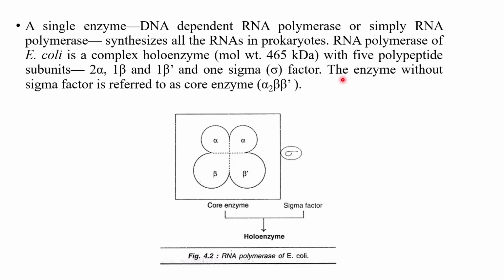Now, what is sigma factor? Sigma factor helps RNA polymerase to bind with the promoter and initiate transcription. The enzyme with sigma factor is known as the holoenzyme, and without sigma factor it is referred to as the core enzyme. This is the core enzyme; RNA polymerase with sigma factor is now completely called the holoenzyme.